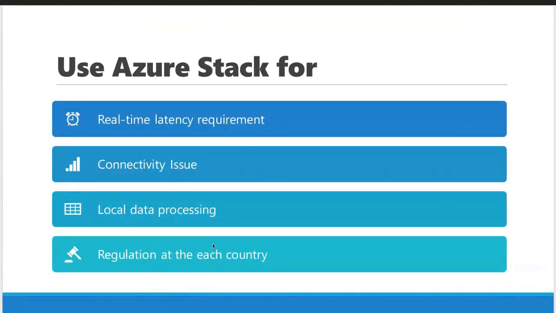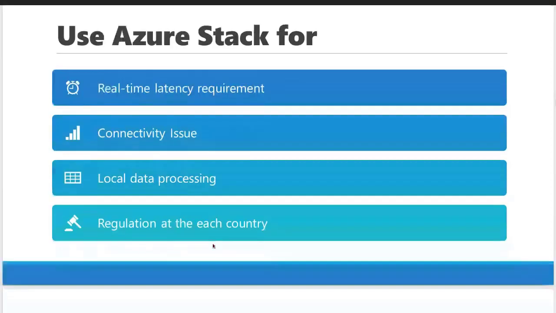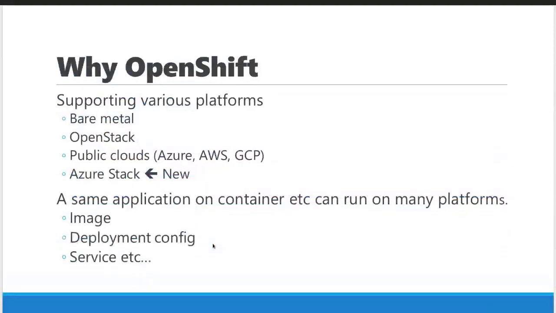You can use Azure Stack for these purposes. Your application can be closer to the cloud, which helps with real-time latency or connectivity. You don't have to upload your big data to the public cloud, as it costs much time and money to do so. Azure Stack can comply with regulations in each country. Regarding OpenShift, it supports various platforms, such as bare metal, OpenStack, public cloud, and will support Azure Stack. The same application can be provisioned to each environment. You can deploy the same container image to OpenShift on each platform.